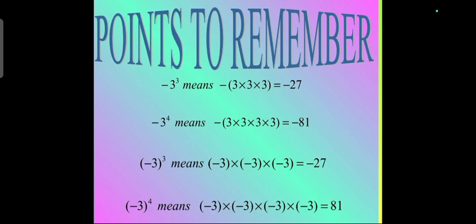What are the different points that we need to remember? Here it is minus 3 cubed. That means minus 3 is multiplied 3 times. So we will simply multiply 3 into 3 into 3, and it becomes minus 27. 3 raised to the power 4 means 3 into 3 into 3 into 3, 4 times, which is 81.